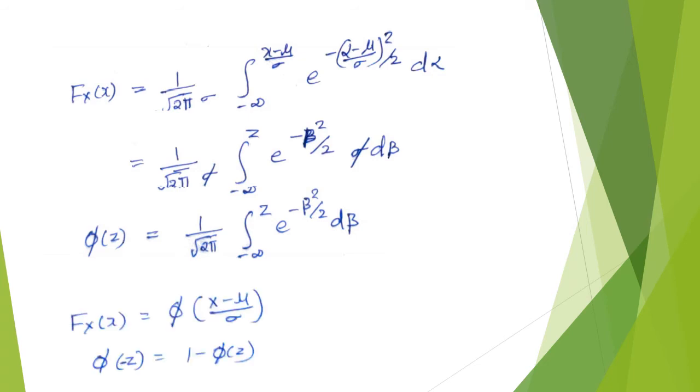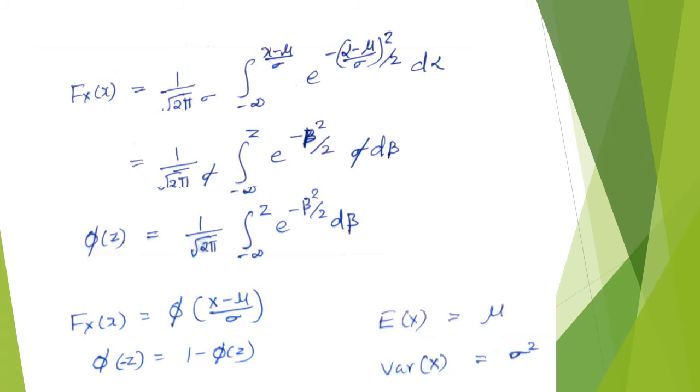Now F_X of x is phi of x minus mu by sigma, and phi of minus z is equal to 1 minus phi of z. So we'll see why this expression is very important. Whenever we want to calculate F_X of x, we have to convert x to z by finding x minus mu by sigma. Remember this one, this is very important. F_X of x is phi of z, where z is calculated from x by x minus mu by sigma. Take the value of x, subtract the mean, divide by standard deviation. Now if it is negative, I have to use another expression.